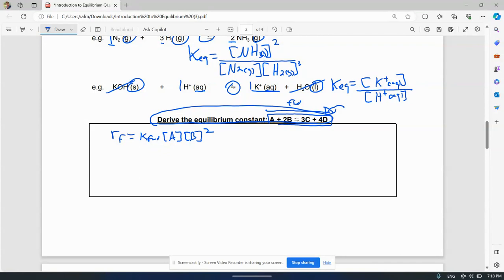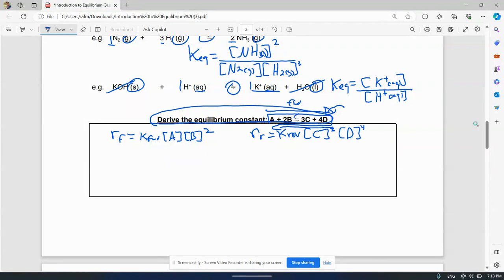Now, we could also have a reverse. The reverse would be going this way. So rate of the reverse is equal to k reverse, little k reverse, that's the rate constant, times C to the power of 3 times D to the power of 4.